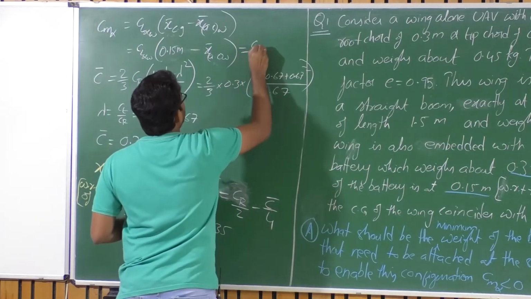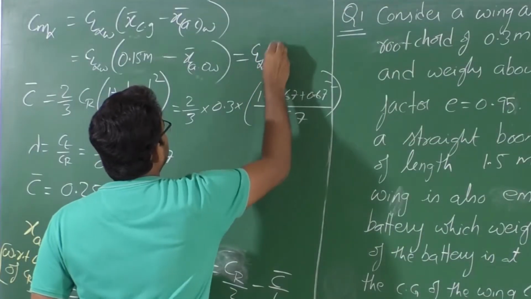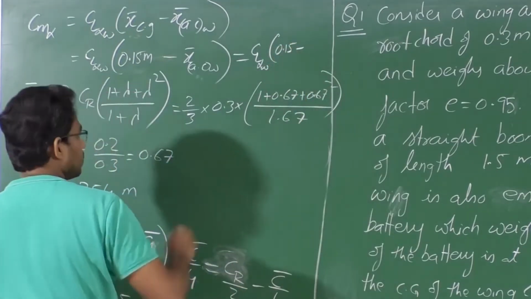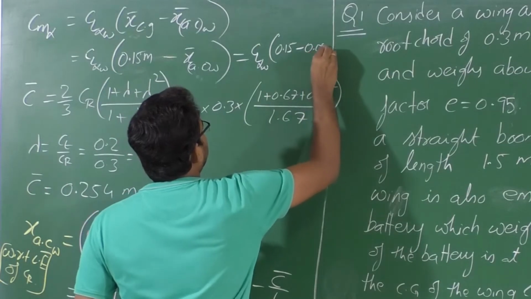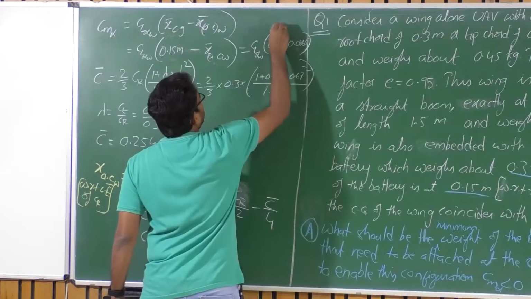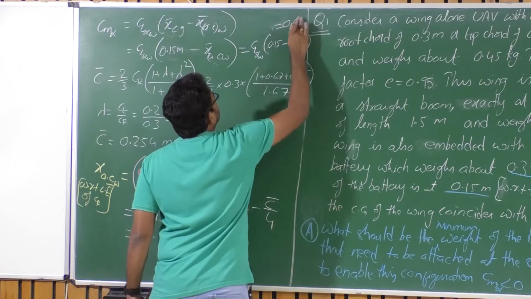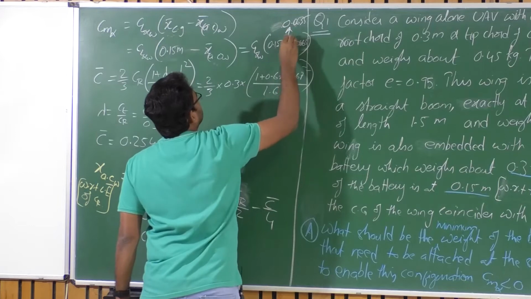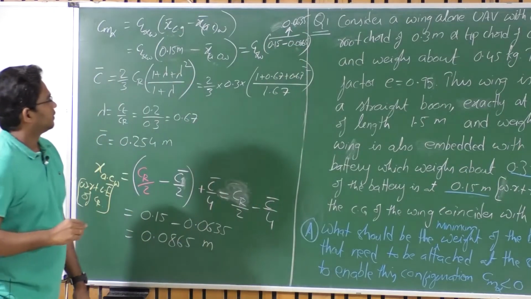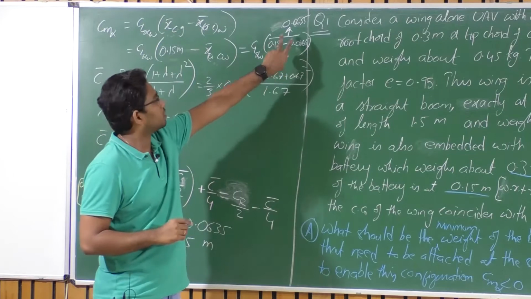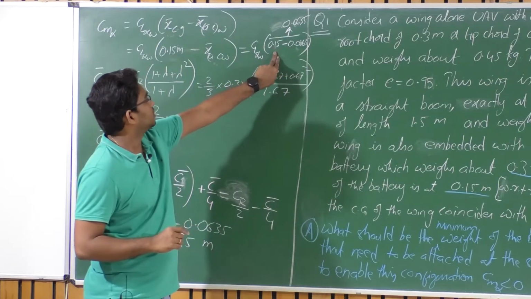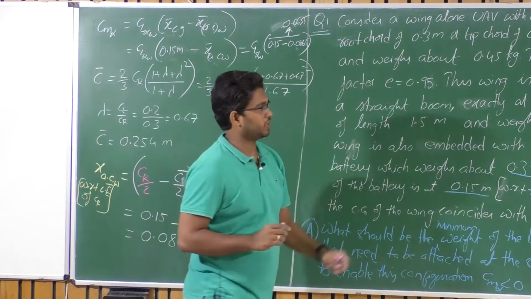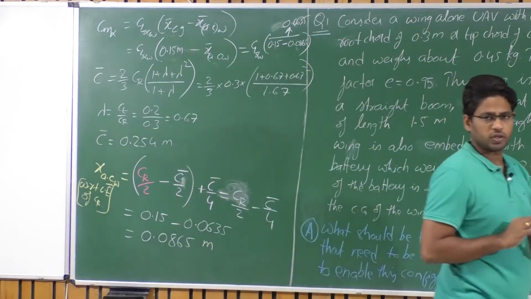So what I have is CL alpha of wing times 0.15 minus 0.0865. This equals 0.0635, so this value turns out to be that, which is close to 6 centimeters. That means this is positive. So CM alpha is becoming positive here. So with the current CG location, it is positive without adding any motor.